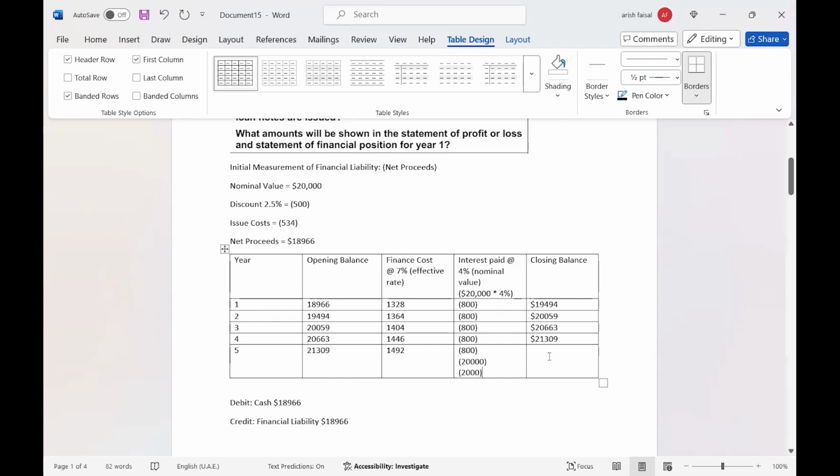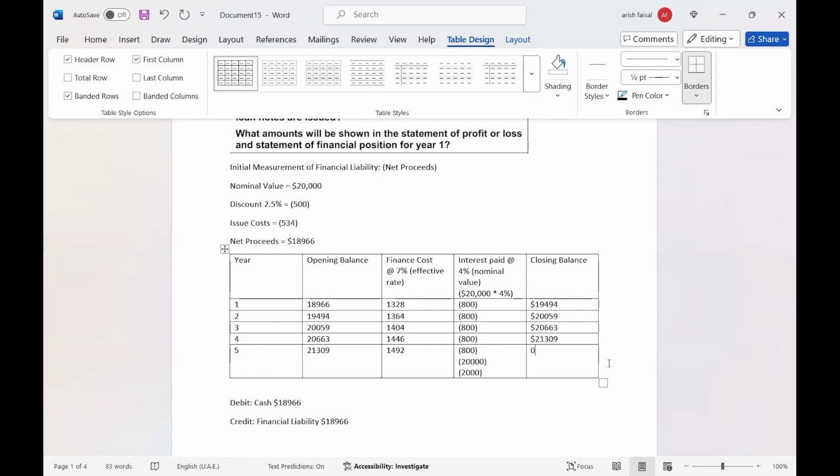So if you do it, you will get a balance of zero, because at the end of the fifth year the entire loan has been netted off. So 21309 plus 1492, I get 22,801, but you can ignore that one just because we have rounded off the figures. And here also, if you see the payment, it's 22,800. So approximately by the end of the year it's exactly zero, and your liability has been paid off.